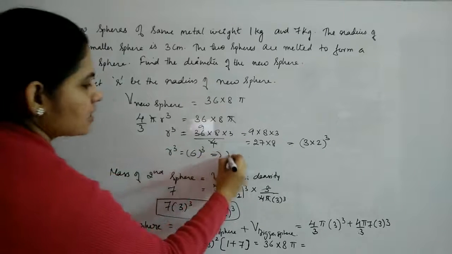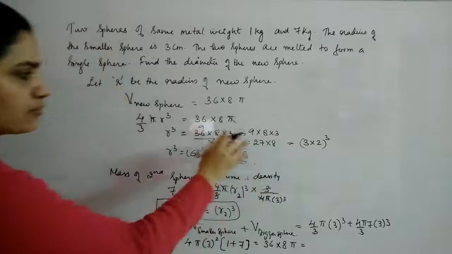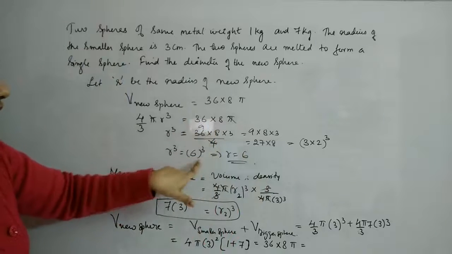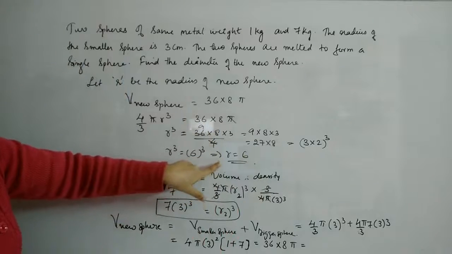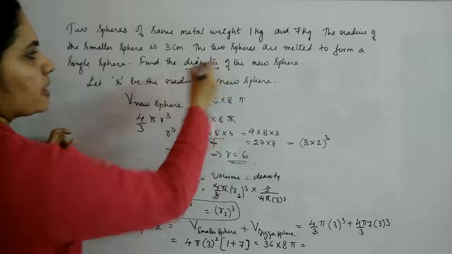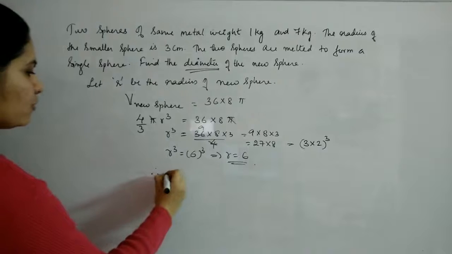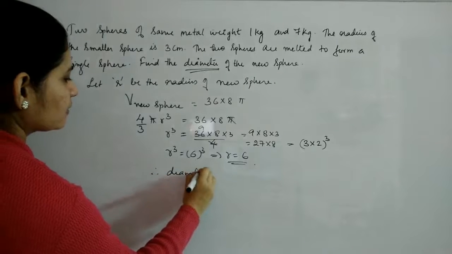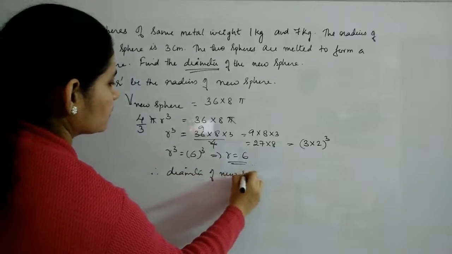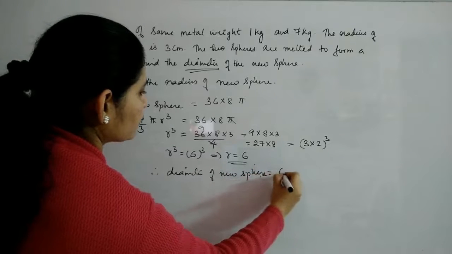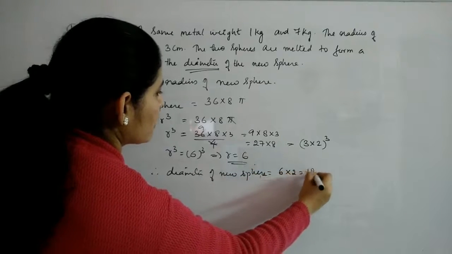You will get r as 6. That's why we are not simplifying or writing the perfect answer here after multiplication, so that it is easy to calculate the radius. Now since you got the radius, what is the question? You have to find out the diameter of the new sphere, which is 6 into 2, which is 12 centimeters.